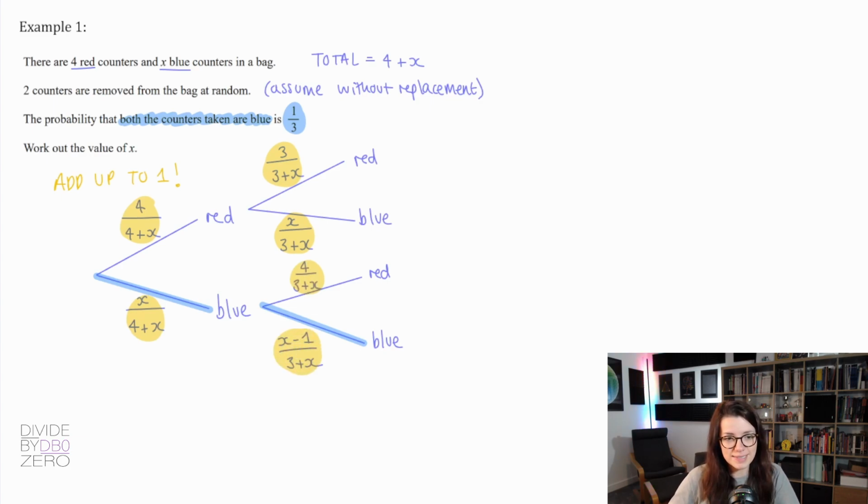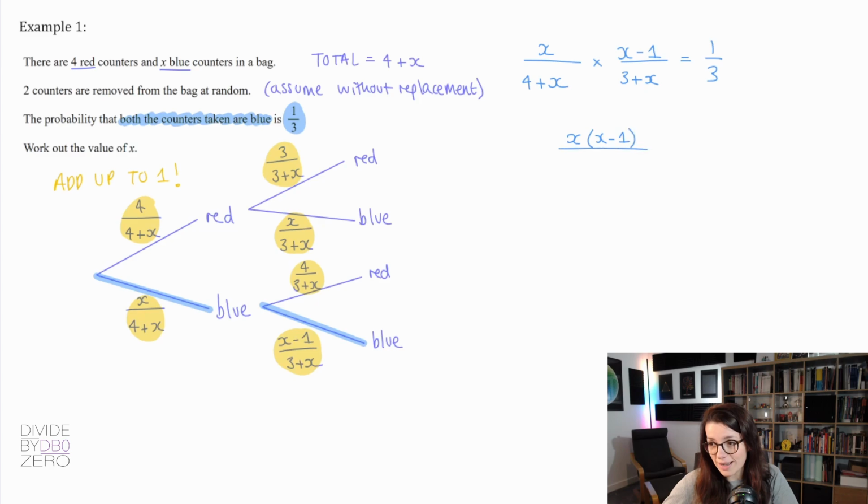Once we've got the probabilities written down, we can address the next part of the question, which is that the probability that both counters taken are blue is 1/3. So what that means is if we times the probabilities on the tree diagram together, so the blue first times the blue second, that's going to be equal to 1/3. At this point, the question becomes more of an algebraic fractions problem, because all we need to do is times these algebraic fractions together, like this, and then think about solving for X.